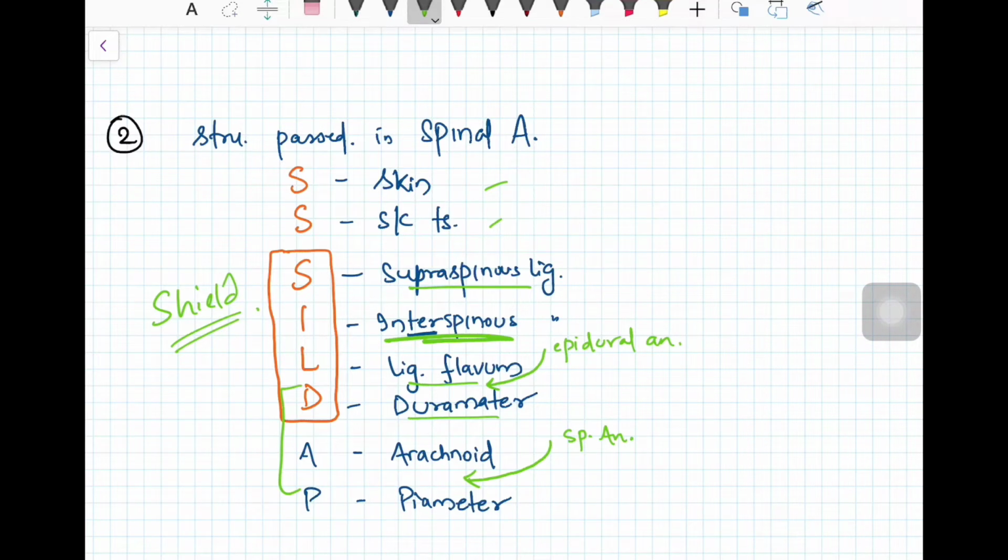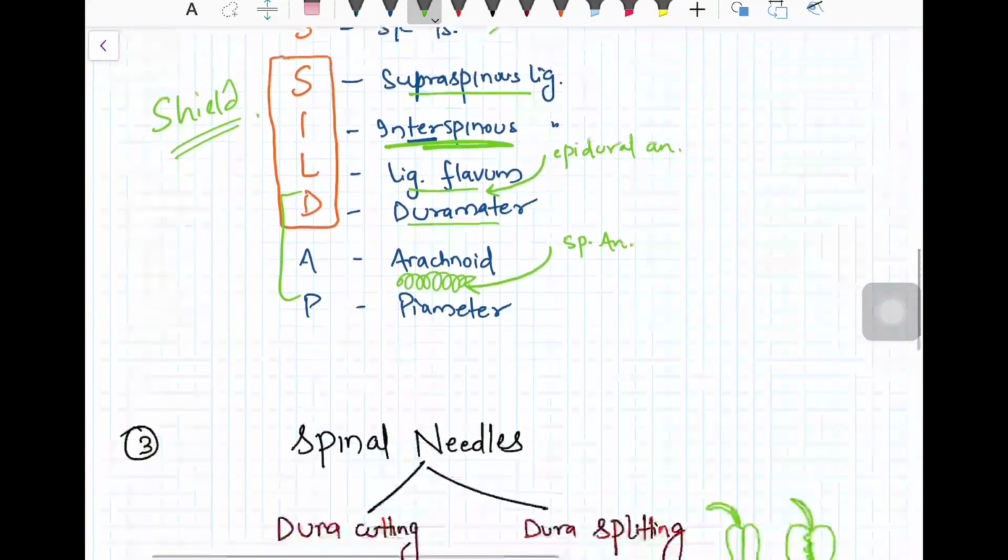Now, where is the CSF present? Between the arachnoid and pia mater. So the spinal anesthesia will be given at this level, between arachnoid and pia. And if we are giving epidural, it means above the dura. So you know the epidural anesthesia will be given above the dura layer, but between which two layers? So SILD, between L and D, ligamentum flavum and dura. So you just have to remember SS and SILD. This is the second point.